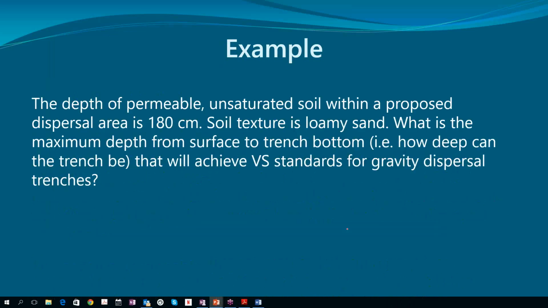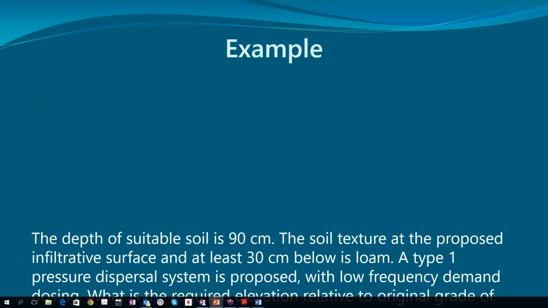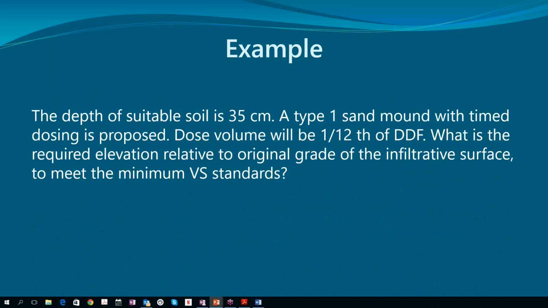And this one, in the interest of time, I'm going to cut to the chase. The question is how deep can we dig the trench and still meet VS for gravity? It is loamy sand, so the VS we needed is 150 centimeters, to save some time, so I don't have to show you that. So the answer is 180 minus 150. In other words, we can dig a trench 30 centimeters deep. And there's another example with the same idea, and that's kind of enough.